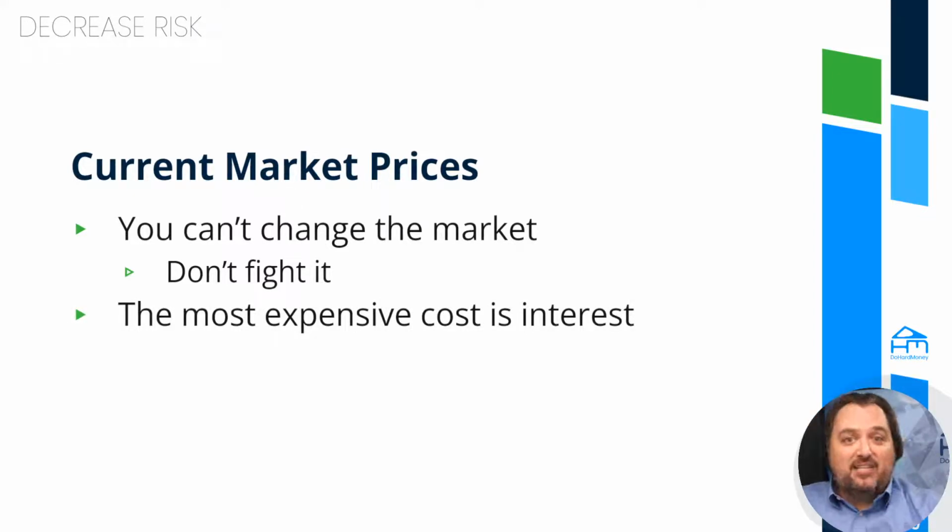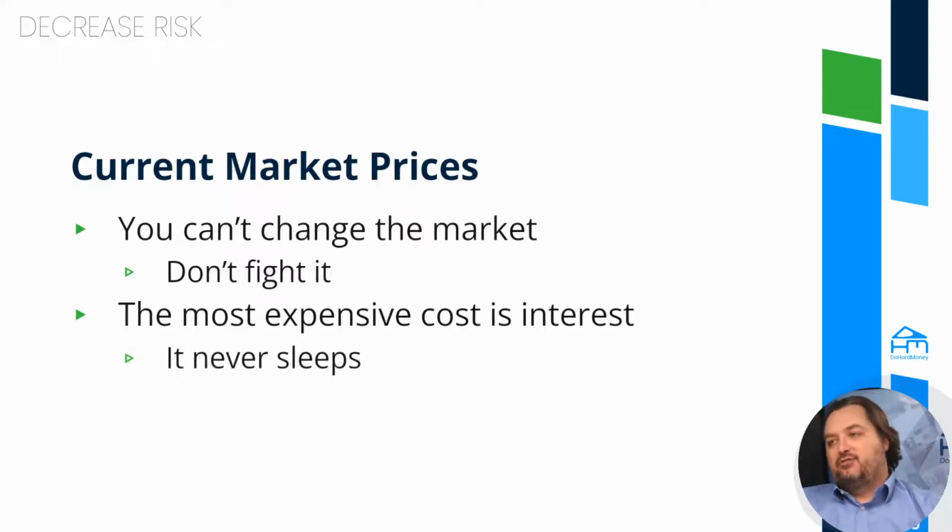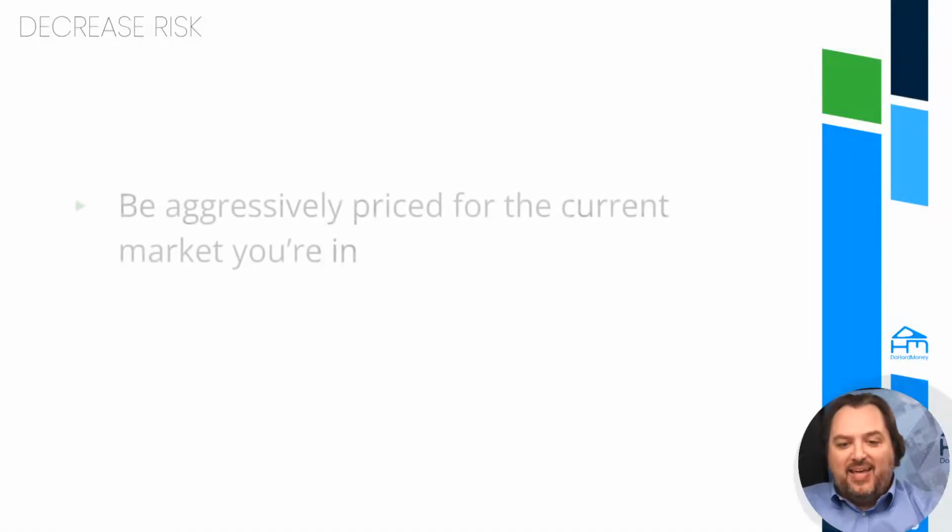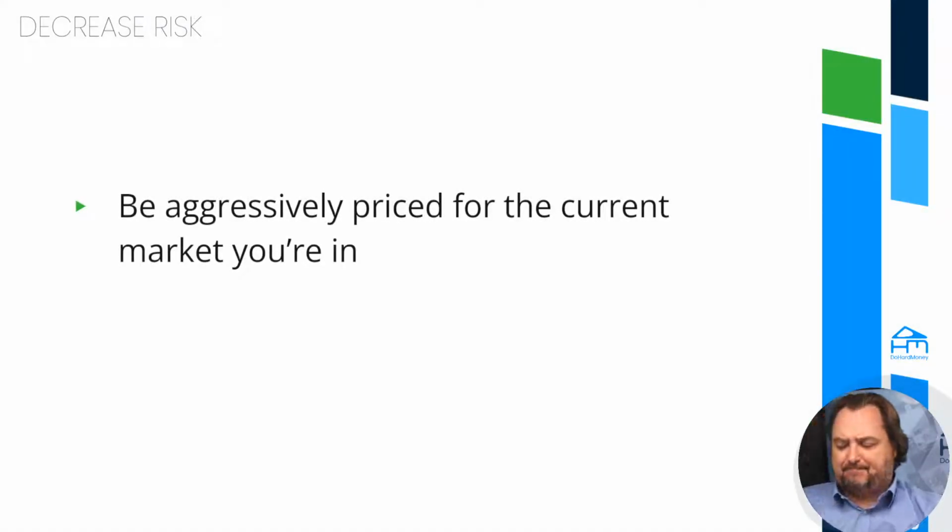If you can't do a refinance, you just need to sell the property for the most you can for where it's sitting actually right now. The most expensive cost is interest. That's going to add up. Interest never sleeps. Same with taxes, same with insurance. Those things never sleep and they continue to add up.